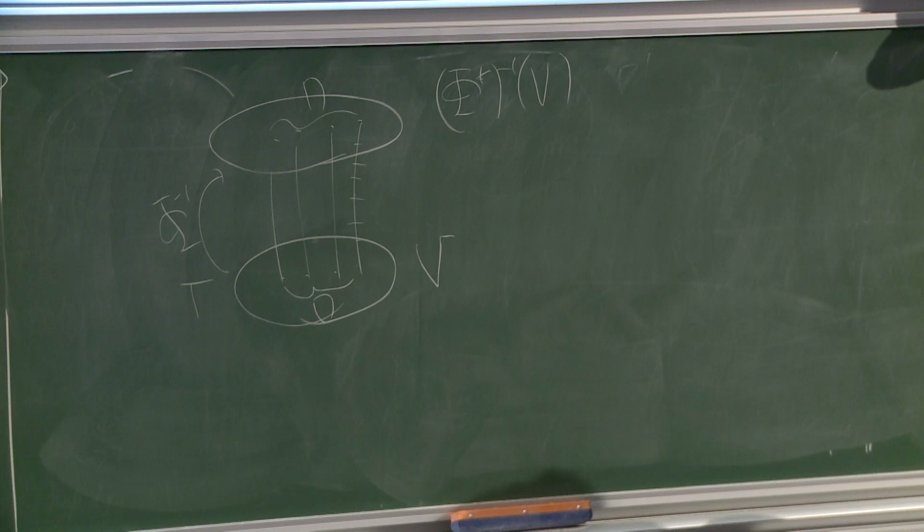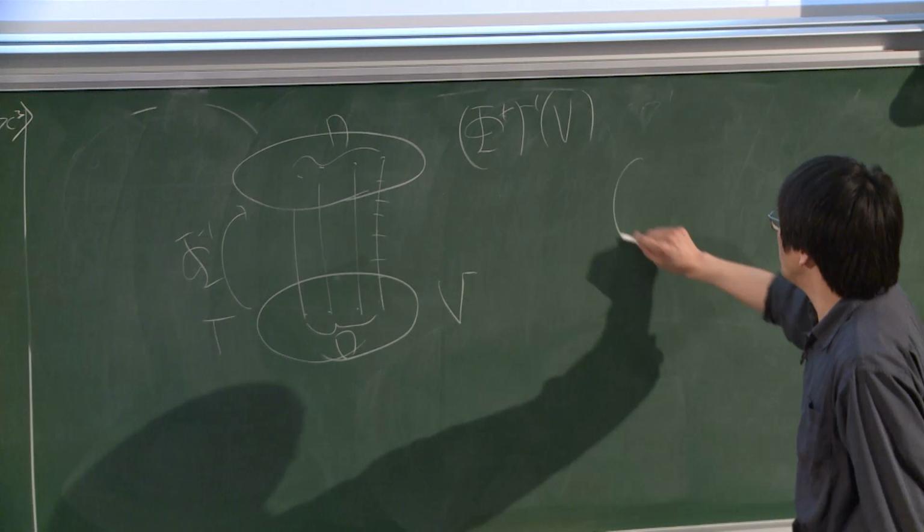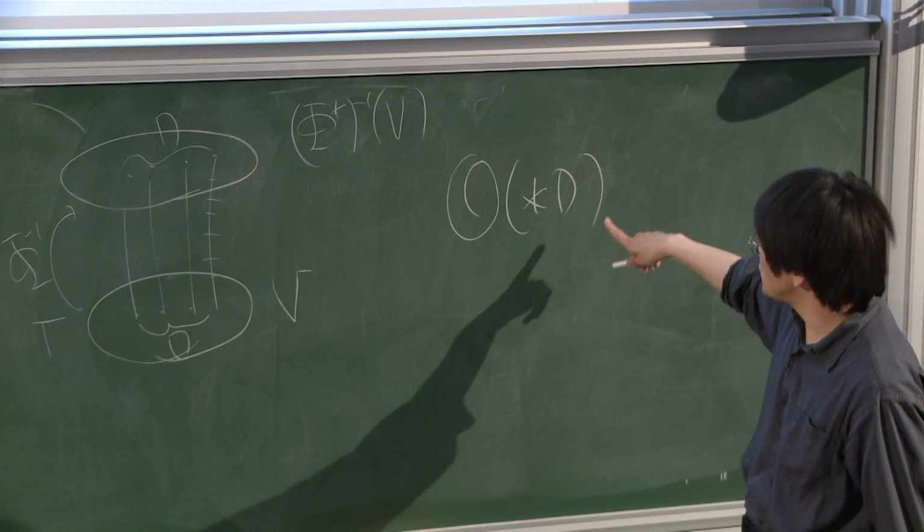Excuse me, what is star D? Sorry? What is star D? Star D means, I use the notation, star D means the sheaf of meromorphic functions whose poles are contained in D.